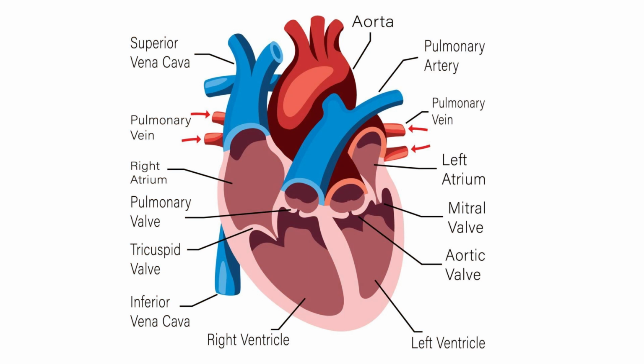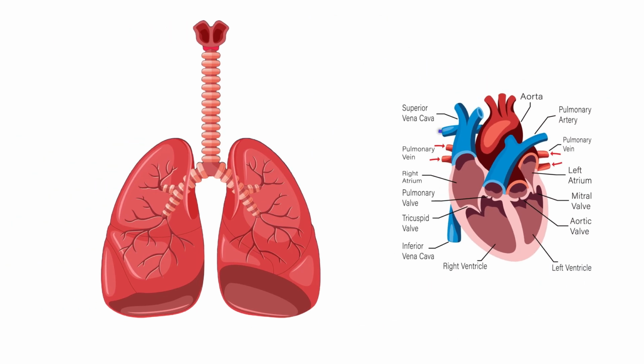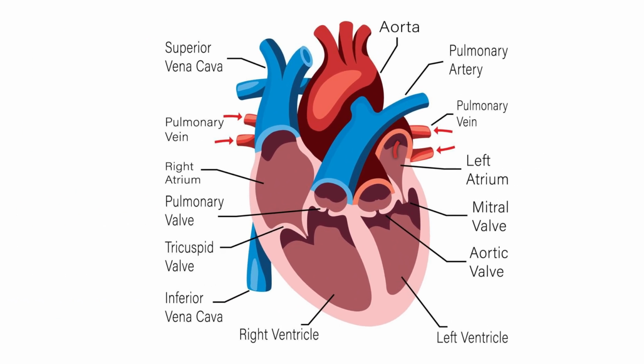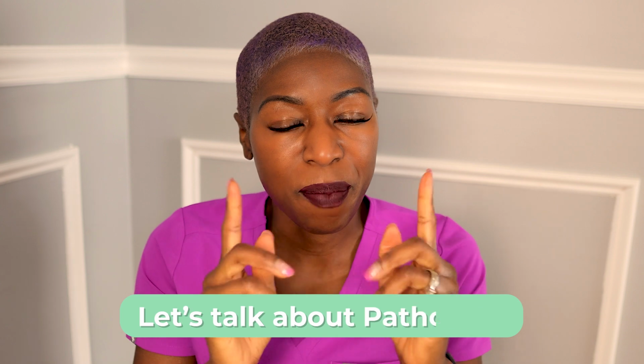All right, now let's go. From the pulmonary artery, blood goes to the lungs where it gets oxygenated. After it gets oxygenated, it goes to the pulmonary vein. From the pulmonary vein, it goes to the left atrium. From the left atrium, it goes through the mitral valve into the left ventricle. And from the left ventricle, it goes through the aortic valve up to the aorta. Now, let's talk about pathology.